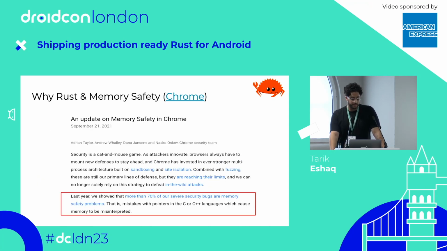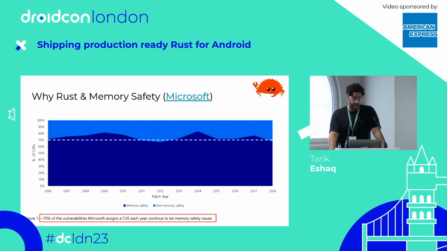Chrome, similar numbers. This is in 2021. They said that last year they showed more than 70% of severe security bugs were memory safety problems. So this is not just a nice little win that Rust gives us. Those are severe memory safety problems that happen in practice that Rust helps eliminate. Microsoft, similar number. 70% of vulnerabilities they've assigned a CVE each year continue to be memory safety issues. Something about the 70% number that I don't think anybody understands, but it's obvious that there's a problem with memory safety, and Rust helps eliminate that.